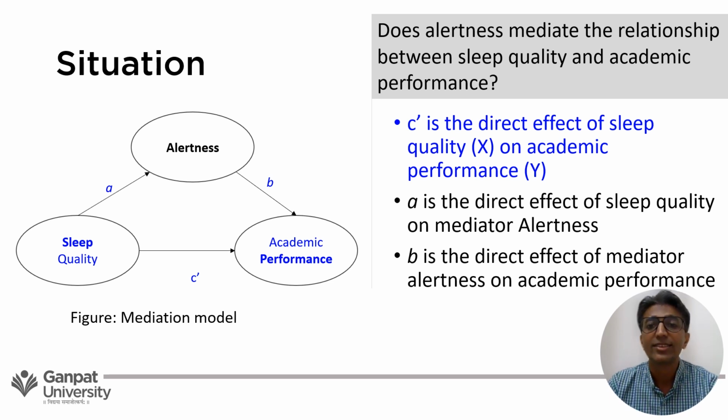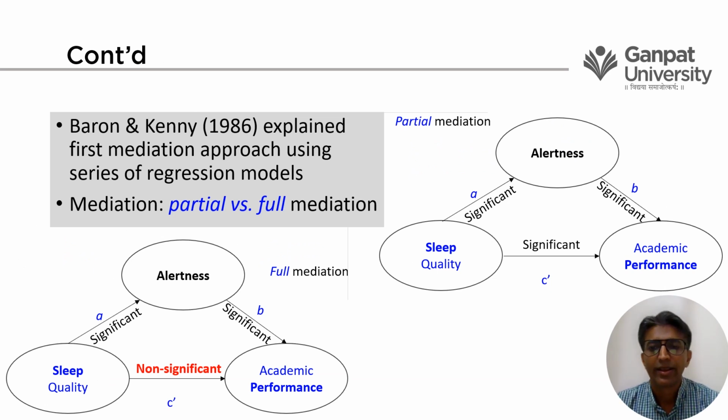So C dash is the direct effect of sleep quality X on academic performance Y, while A is the direct effect of sleep quality on mediator alertness. Consider B as the beta coefficient, which is the direct effect of mediator alertness on academic performance. In mediation, when we see the texts or any other literature, they say that there are two types of mediation. One is partial, the second one is full mediation.